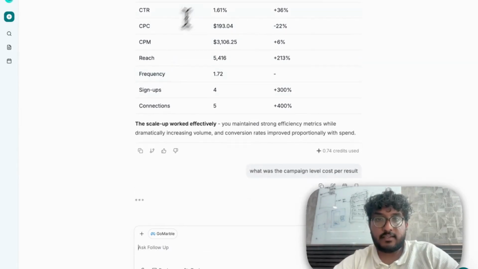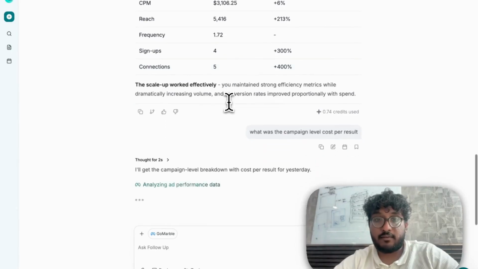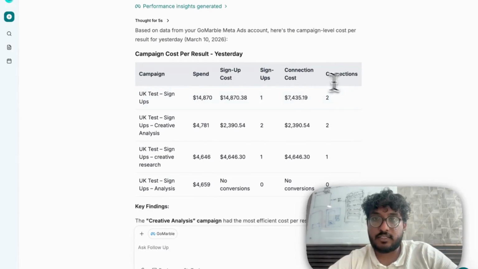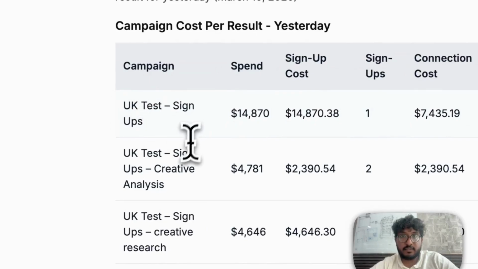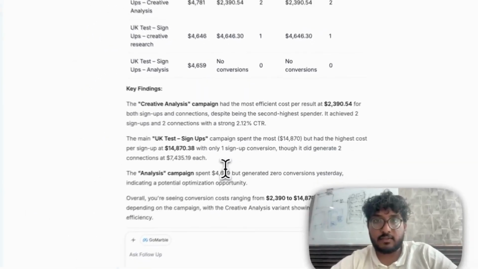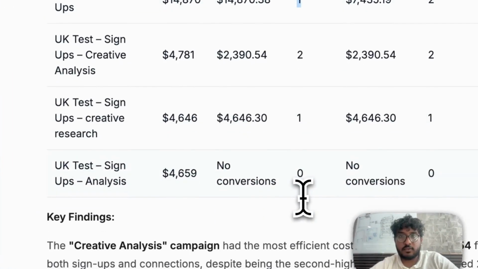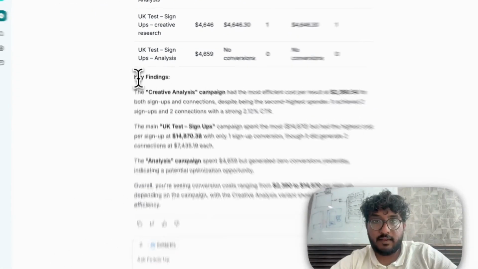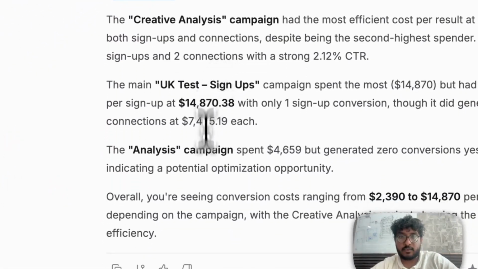If I do this, it's going to go and pull out the data at a campaign level. So we have signups, we have sub connections. These are events that we've set up on the back end. The name of the campaign is here, spend, cost per signup, all of this. So there you go. I can look at the cost per result, cost per signup. I can look at any specific key findings that it has. It's talking about which one has the best result. Got it.